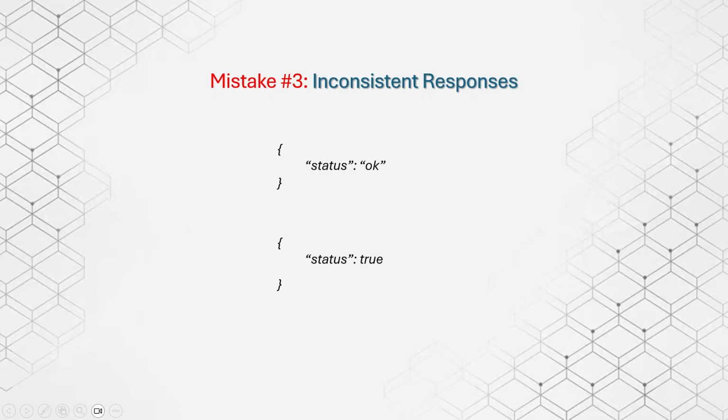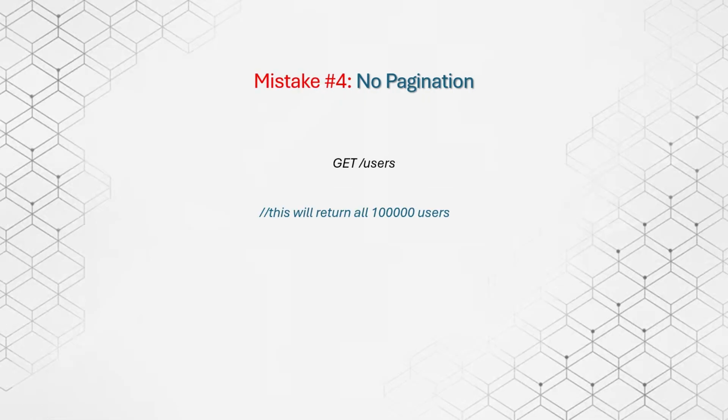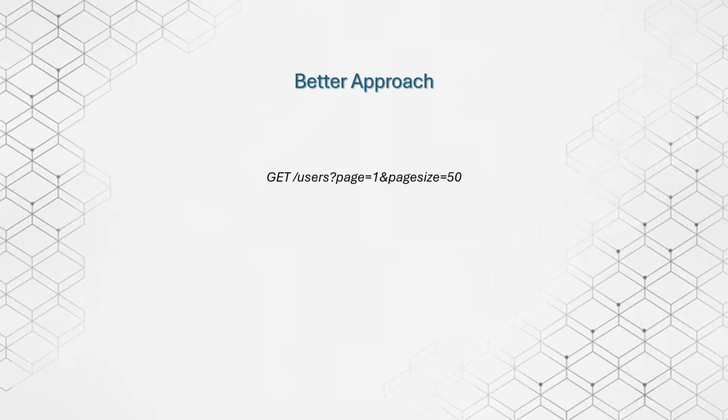Inconsistent response formats force API consumers to handle each endpoint differently. Consistency improves usability and reduces integration complexity. Returning large datasets can hurt your application performance and increase network traffic. Pagination improves performance and makes APIs more scalable.